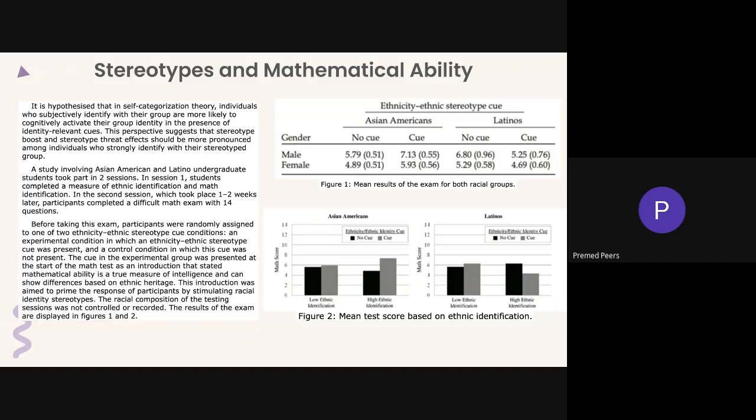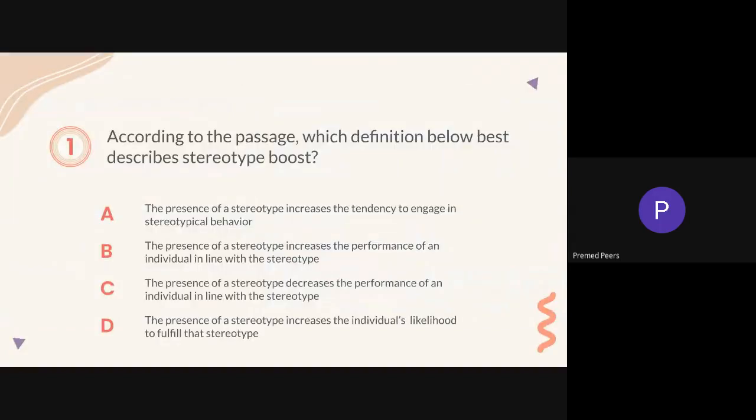The racial composition of the testing sessions was not controlled or recorded. The results of the exam are displayed in figures 1 and 2. Right, let's begin with the first question. Question 1, according to the passage, which definition below best describes stereotype boost? Right, pause the screen if you need to.